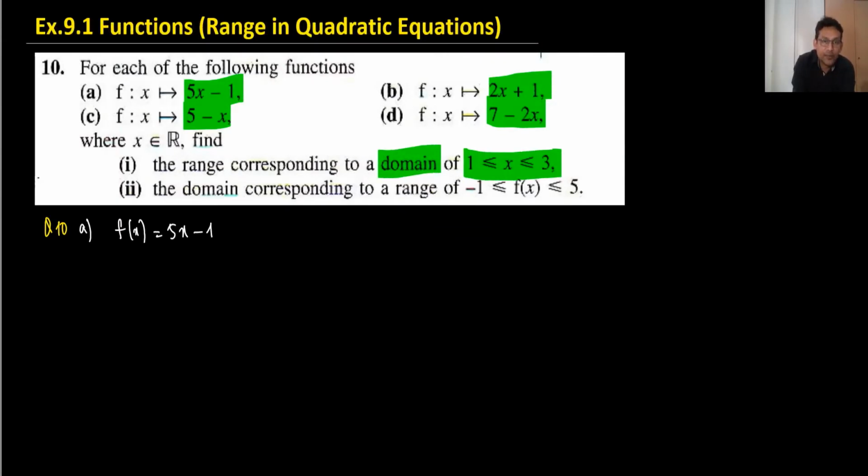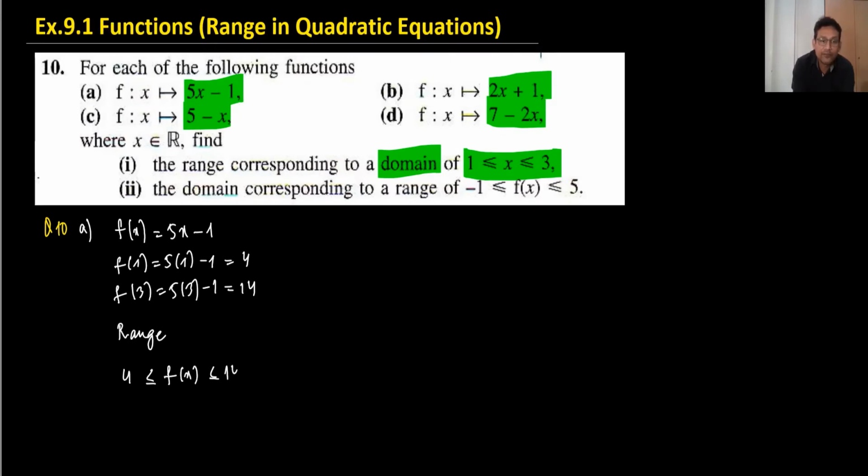So it's very simple. You have to put the first domain value, 1, and it is coming 4. And when you substitute 3, it is coming 14. So your range for this part is very simple. You have to use the same thing for f of x, 4 to 14. Remember, when you write the range it is always with f of x, and the domain is always with x. We have done the first part.